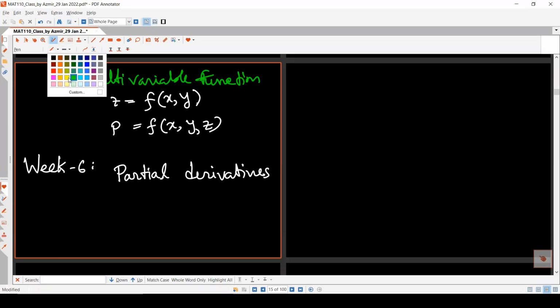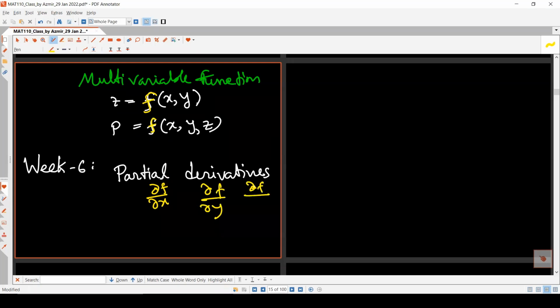That means I have already mentioned that partial symbol is this curly d. You will learn about how to find the derivative for this type of functions: df dx, df dy, df dz. Okay, so besides partial derivatives, you will learn about the techniques of partial derivative.